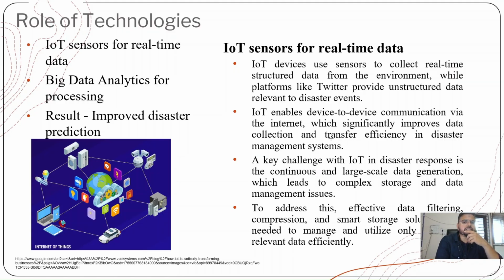First of all, let us see what Internet of Things sensors for real-time data are. These are sensors which collect real-time, structured data from the environment, while platforms like Twitter provide unstructured data relevant to disasters. It enables device-to-device communication via the internet, which significantly improves data collection and transfer efficiency in disaster management. A key challenge with IoT in disaster response is continuous and large-scale data generation, which leads to complex storage and data management issues. For addressing this, an effective data filtering system is required. Compression and storage solutions are needed to manage and utilize the most relevant data.